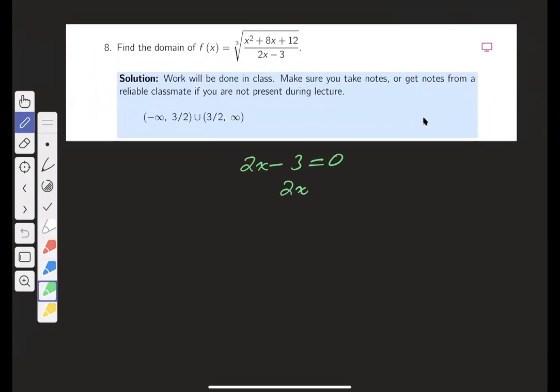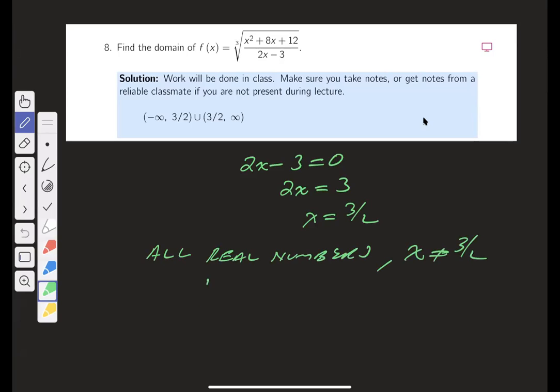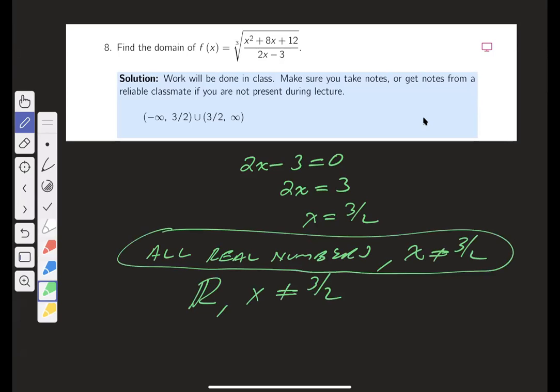Can I solve that equation? Yes. x would equal 3 over 2. So what am I saying? It's all the real numbers except that troublesome number, which is 3 over 2. This could be written in blackboard R, x not equal to 3 over 2. There's nothing wrong with that. This is a good looking answer.